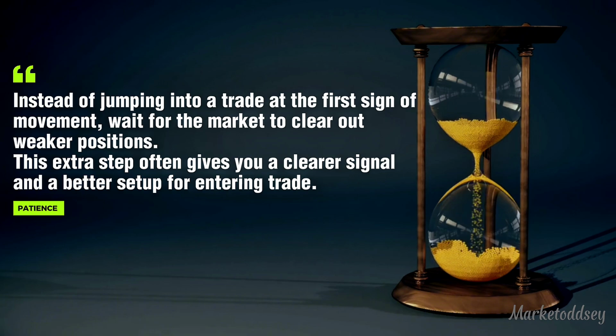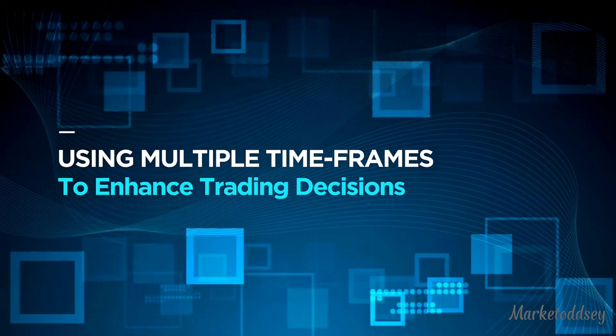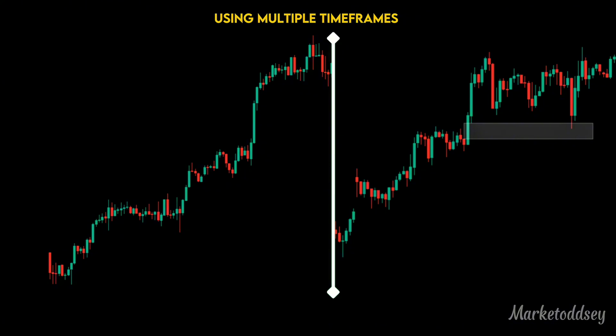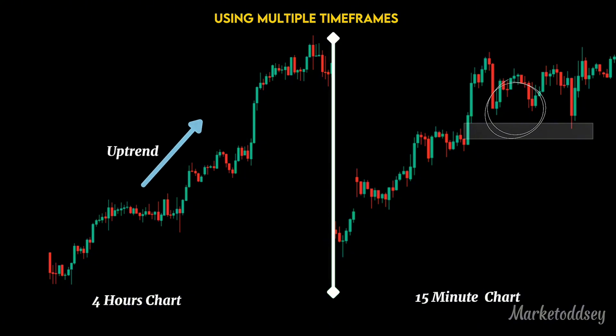Now that we've looked at these advanced ideas, let's explore how using multiple time frames can further enhance your trading decisions. A great way to confirm your trading ideas is to check different time frames. Each time frame can tell you a different part of the market story. For instance, a 15-minute chart might show you immediate price moves and pinpoint liquidity zones, while a 4-hour chart reveals the overall trend. When both time frames point in the same direction, you have a stronger signal.